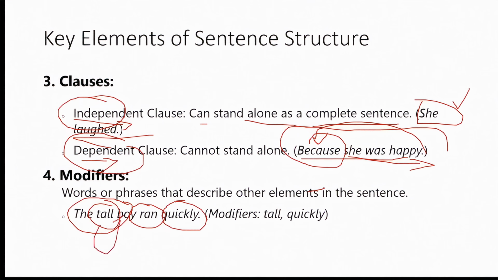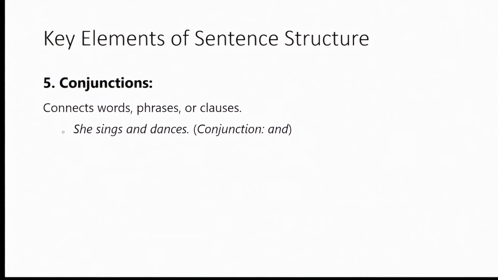So tall is modifying boy. What kind of boy? Tall. And ran quickly. How did he run? Quickly. So quickly is modifying a verb and tall is modifying a noun. So this is an adjective and this is called an adverb.